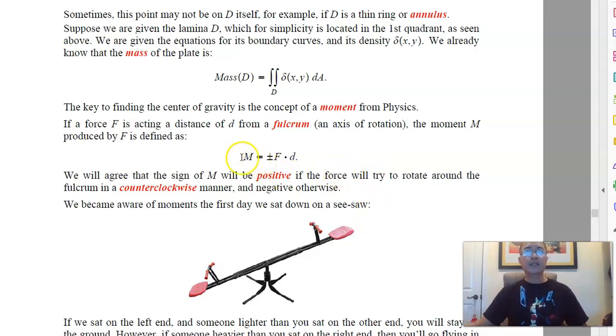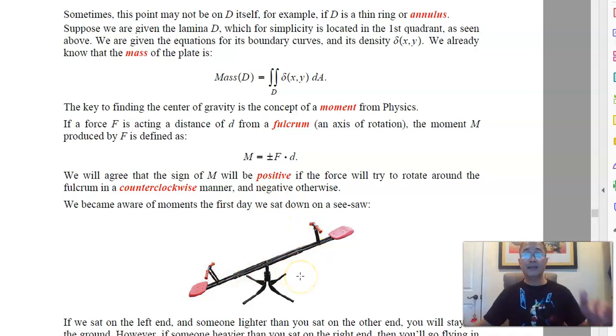So let's make this precise. This moment that we are talking about is the product of a force, in this case it's your weight, with the distance of that force from the fulcrum, okay, the axis of rotation, which is over here. Okay, and as far as calculations are concerned, we can put that reference point, that fulcrum, almost anywhere in our diagram. Okay, so we will agree that we will have a sign attached to that moment, positive for a counterclockwise moment, negative for a clockwise moment.